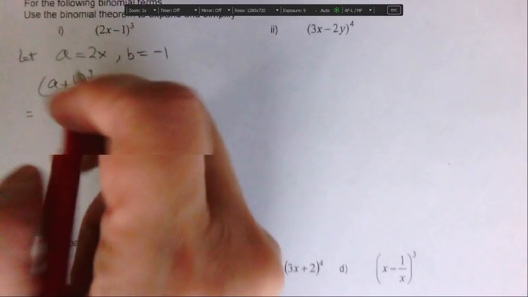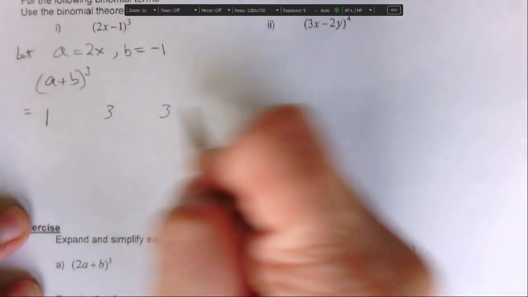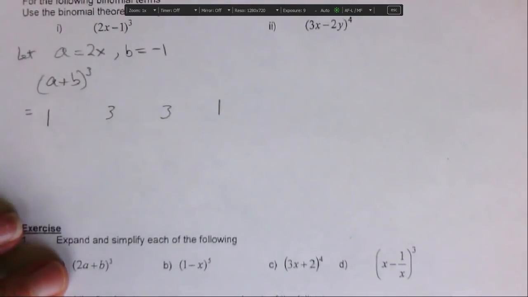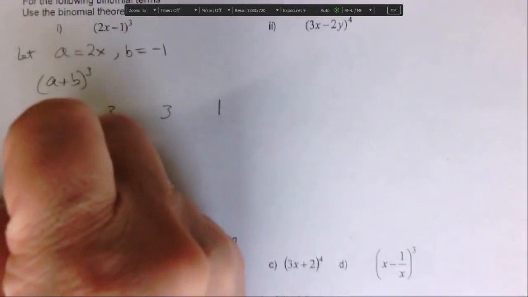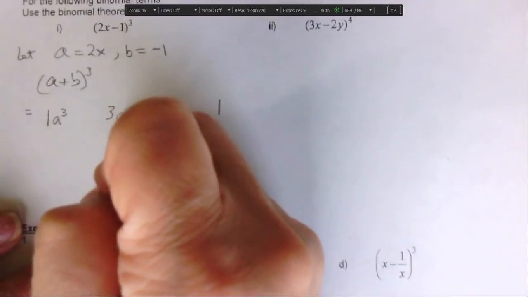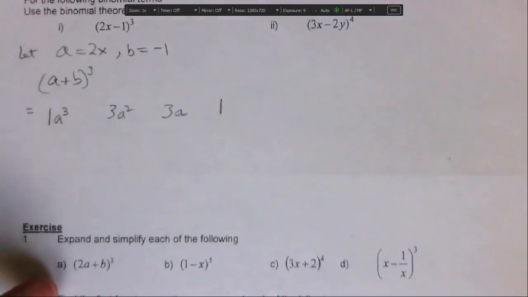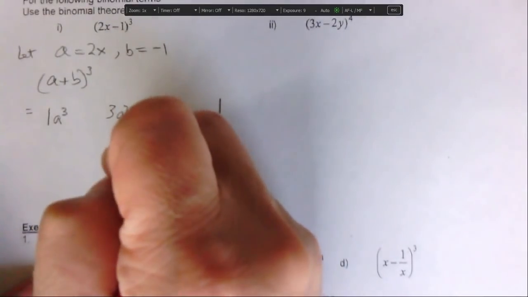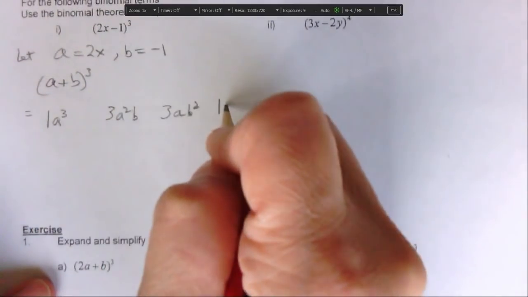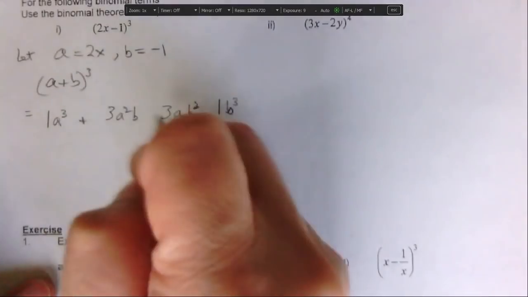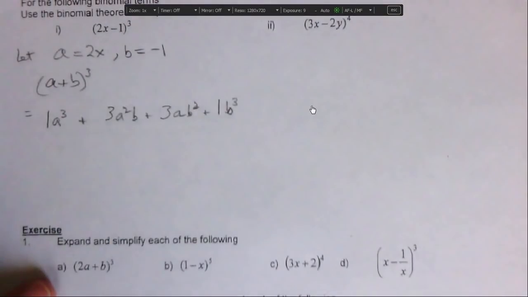So a plus b cubed, well, you have to look at row 3 of Pascal's triangle for the coefficients, and they are 1, 3, 3, 1. Look how I wrote them far apart. The a's will start with a cubed, a squared, a, and no a's. The b's will start with no b's, b, b squared, b cubed, and then plus signs in between.